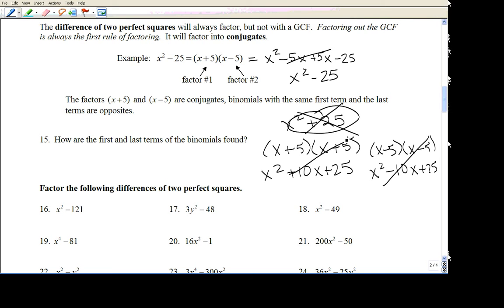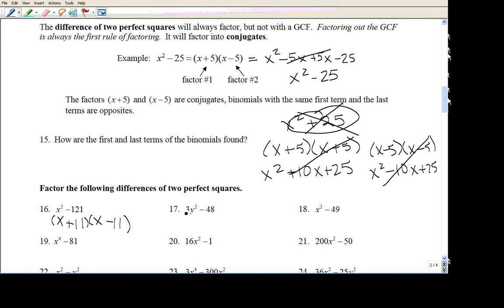On number 16, we have x squared minus 121. So knowing the pattern that we know, we can put our parentheses already. And by the way, always check first to see if the GCF has been taken out. There are no greatest common factors between x squared and 121, so we're good to go. So the square root of x squared is x, and the square root of 121 is 11. And then you just make sure they're conjugates. So we have a plus in one and a minus in the other. The order of the plus and the minus sign don't matter.